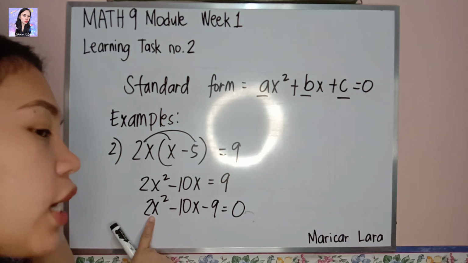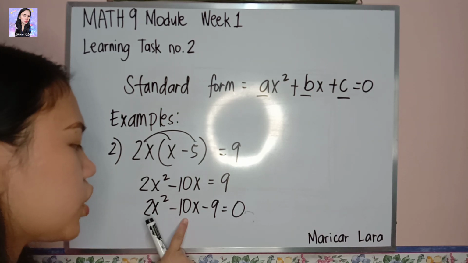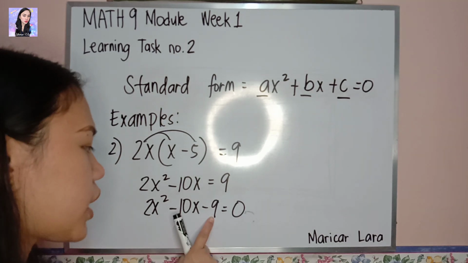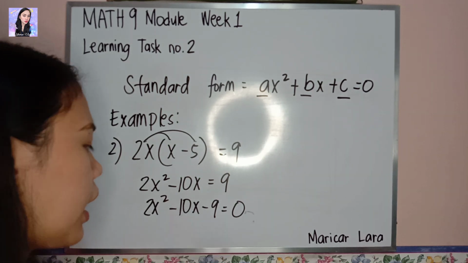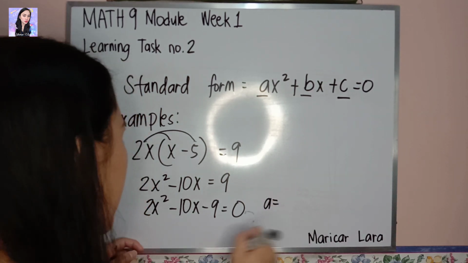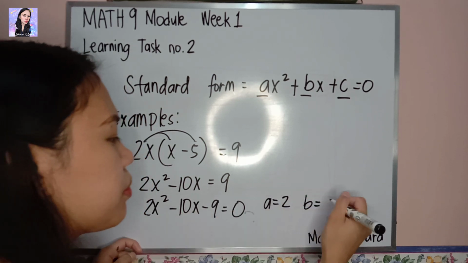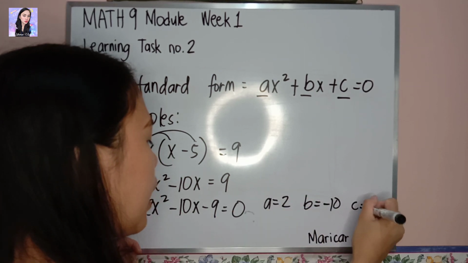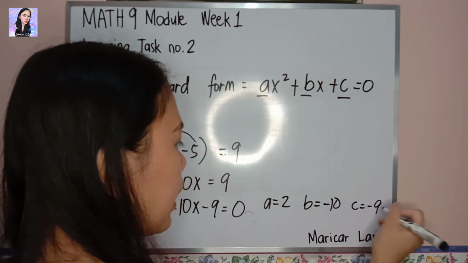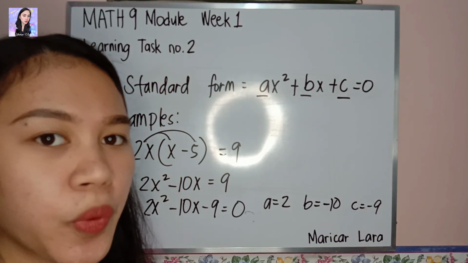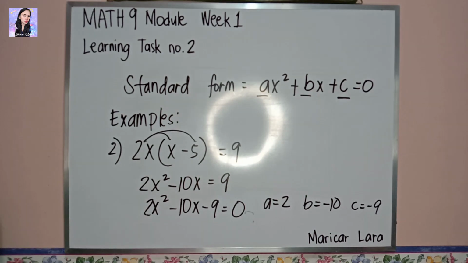So, 2x squared is our quadratic term. The linear term is negative 10x. The constant is negative 9. Our A is positive 2. B is negative 10. C is negative 9. So, that's all. It's that easy. So, we have part B.